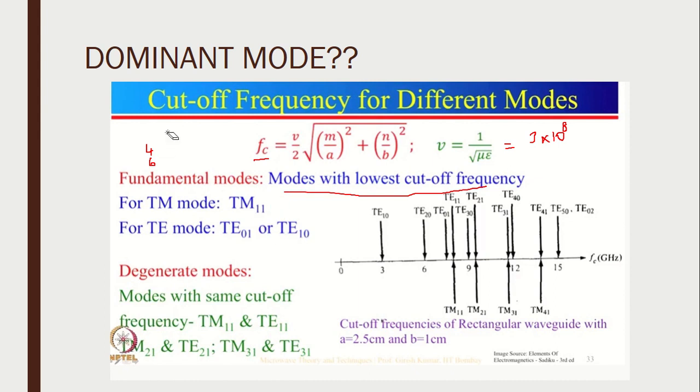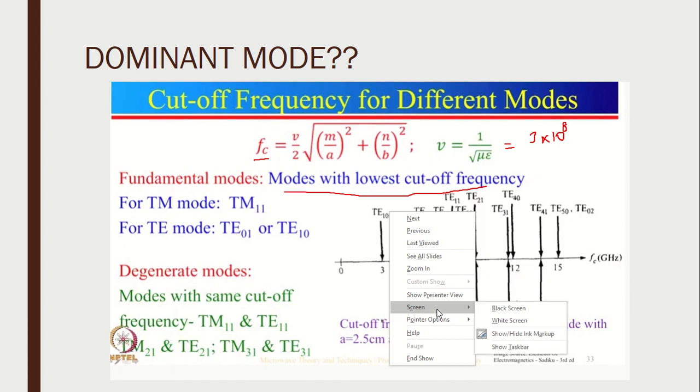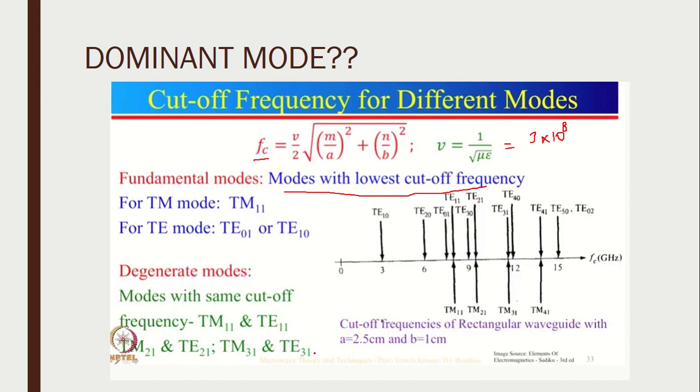Fine. Now we need to see what degenerate modes are. Degenerate modes are modes which have the same cutoff frequencies. For example, we take TM11 and TE11. This is just a sample graph. For both TE11 and TM11, the cutoff frequency lies somewhere between 6 and 9 GHz. So TE11 and TM11 are called degenerate modes. Similarly, TE21, TM21 and TM31 and TE31 are said to be degenerate modes because they have the same cutoff frequencies.